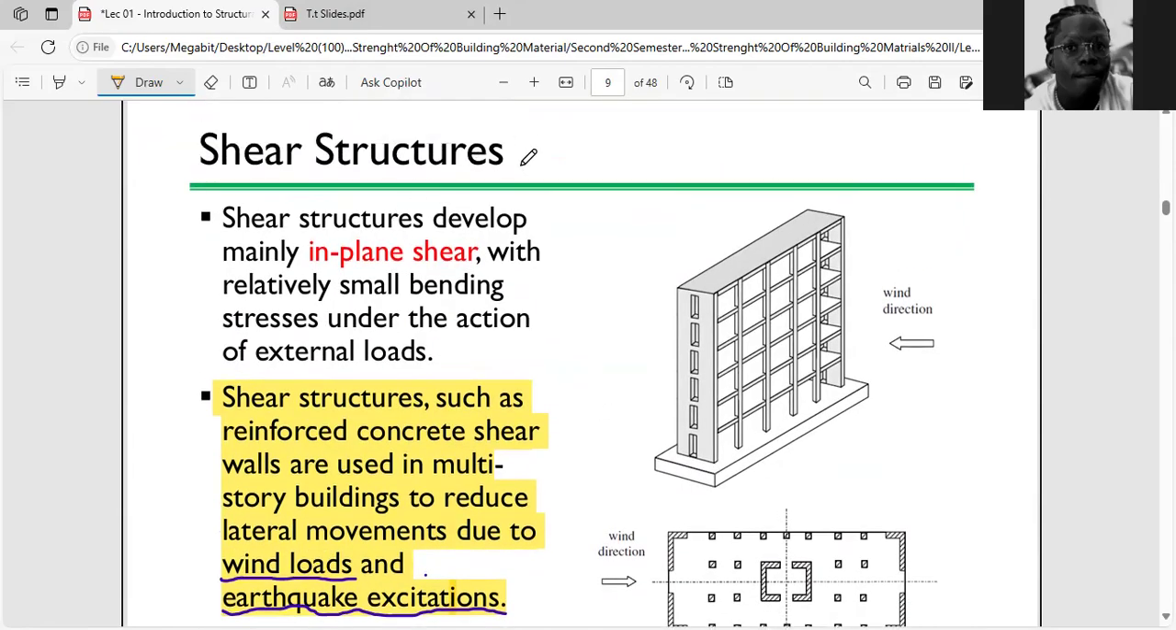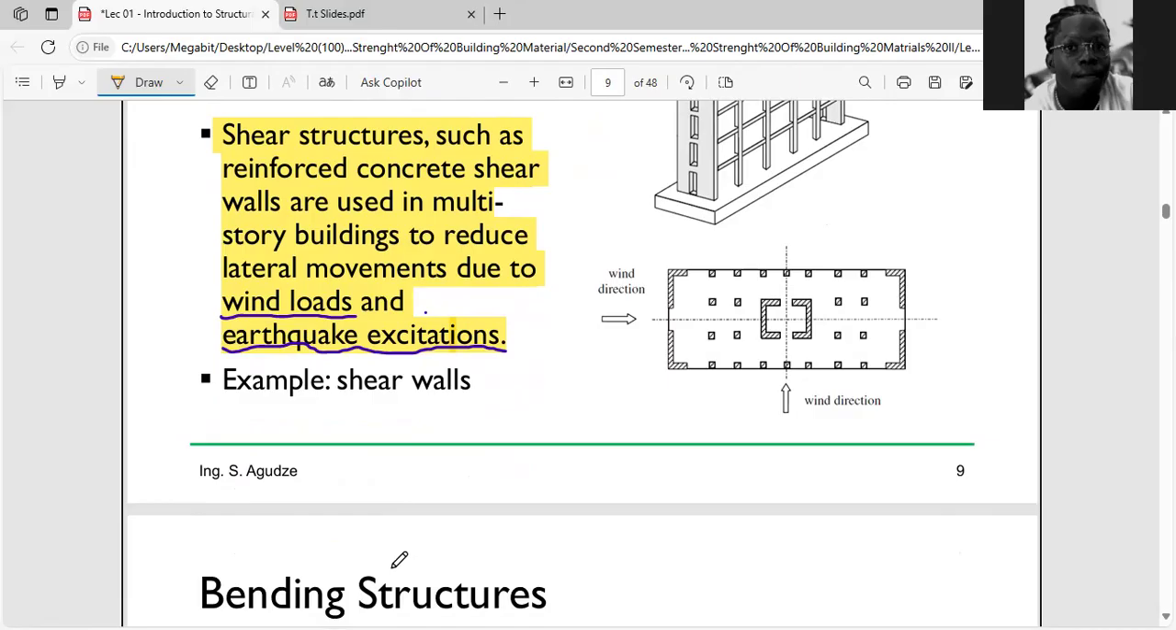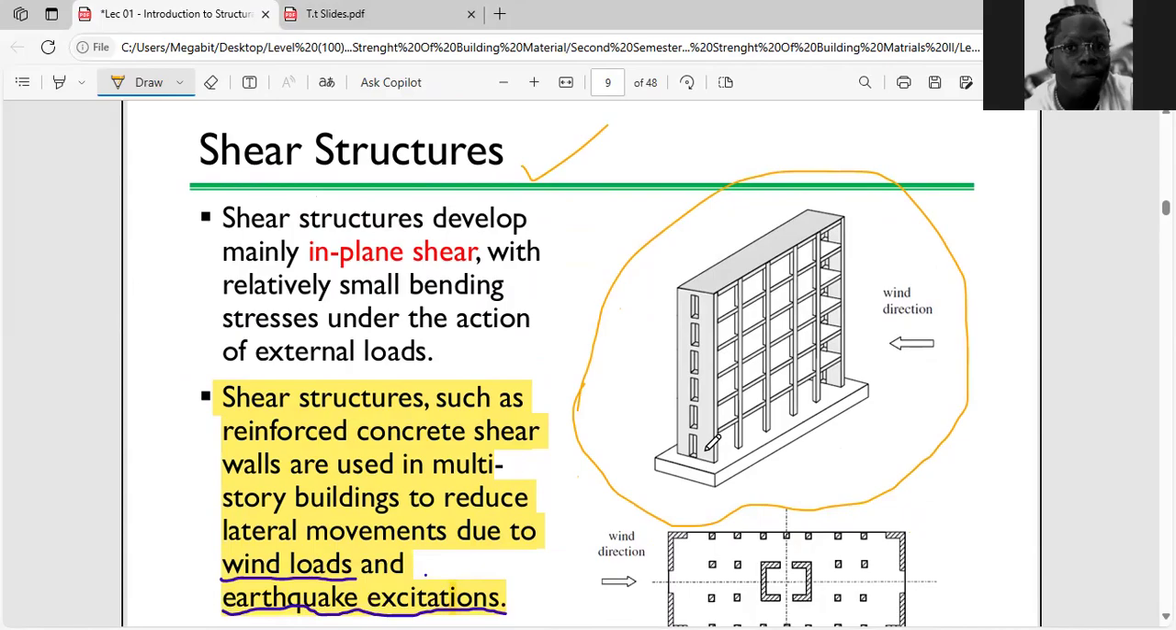Let's talk about shear structures. Shear structures develop mainly in-plane shear with relatively small bending stresses under the action of external load. Shear structures such as reinforced concrete shear walls are used in multi-story buildings to reduce lateral movement due to wind load and earthquake excitation. So this is an example of a shear structure. It is designed to be able to handle what? Wind.